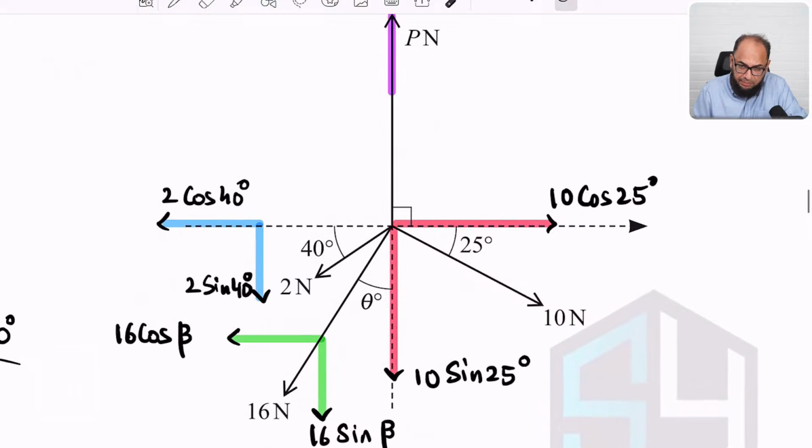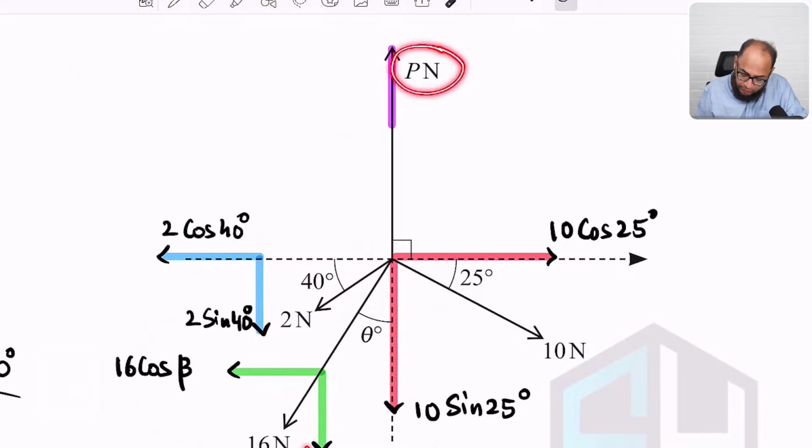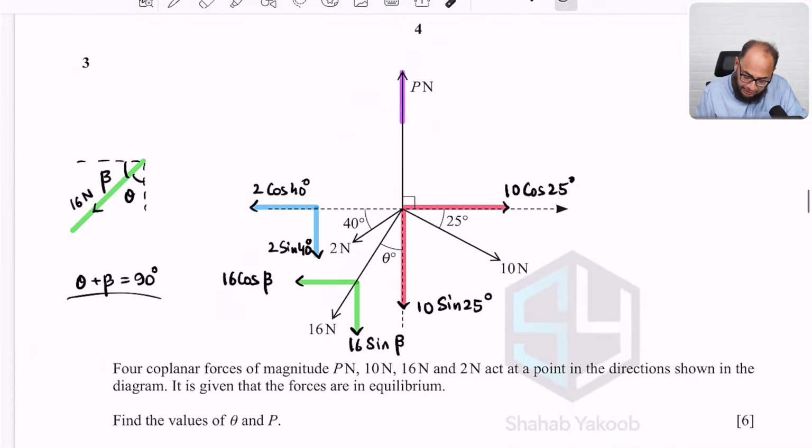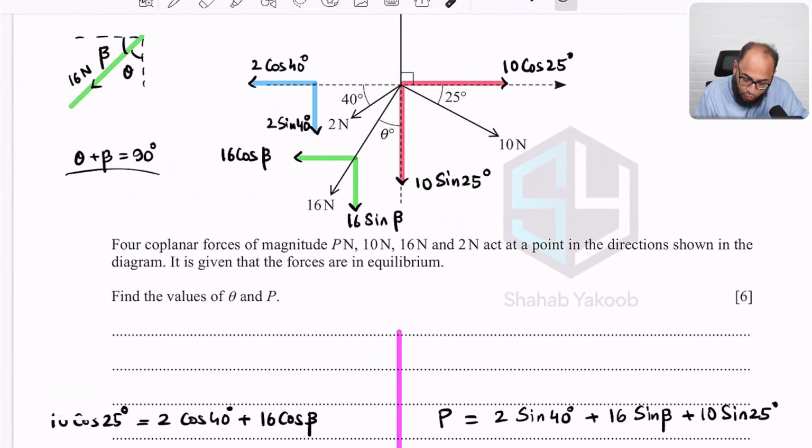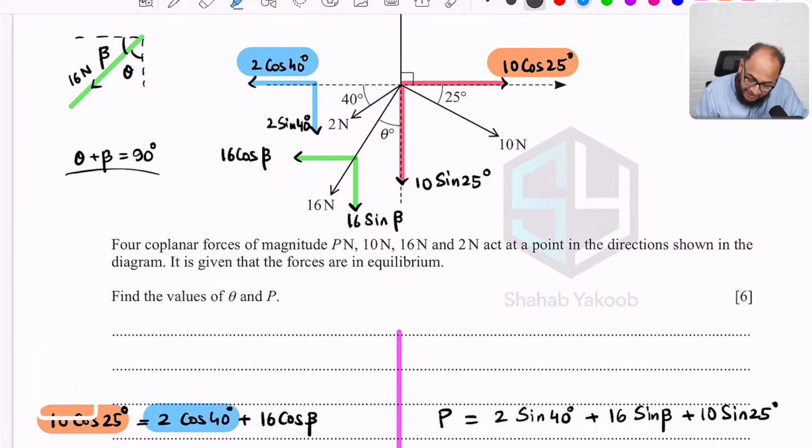Now, since it's in equilibrium, just have a good look at it. The upward force equals the downward forces, so this plus this plus this is equal to P. Similarly, the rightward force, that's only one of them, equals the two leftward forces. So now let me write it down. First of all, 10 cos 25, the orange one, should equal the blue one, which is 2 cos 40, plus 16 cosine beta. That is equation number 1. I hope you can see all the colors carefully.